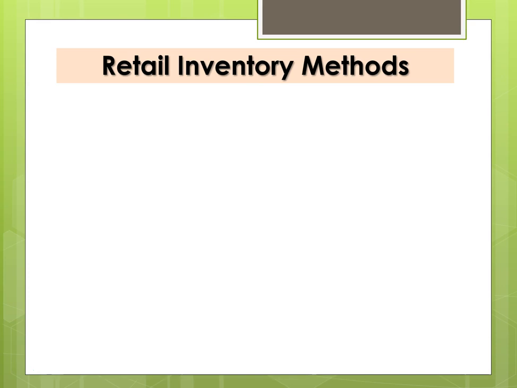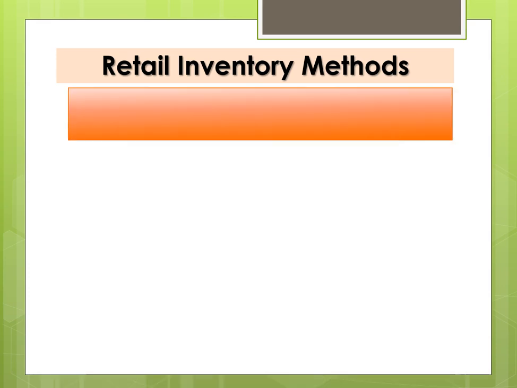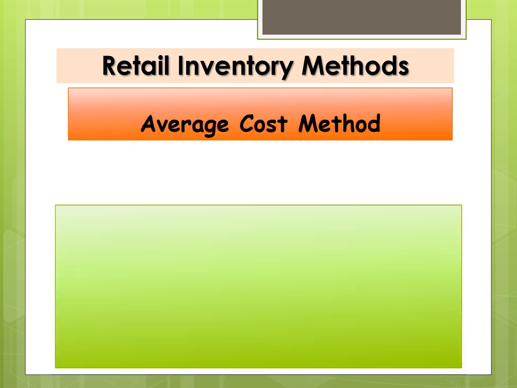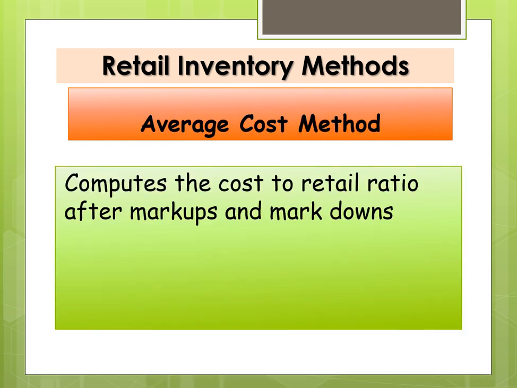Okay, retail inventory methods. A lot of it has to do with when you subtract or add in. Between these two methods is when you add or subtract the markups and markdowns. For the average cost method, we compute the cost to retail ratio after markups and markdowns. Now I'm going to walk you through that formula, and you might want to take a picture of this slide, because if you use this format, you'll get your homework right.